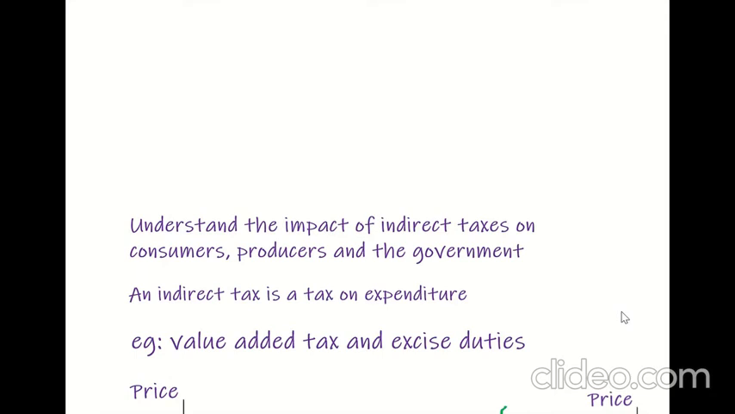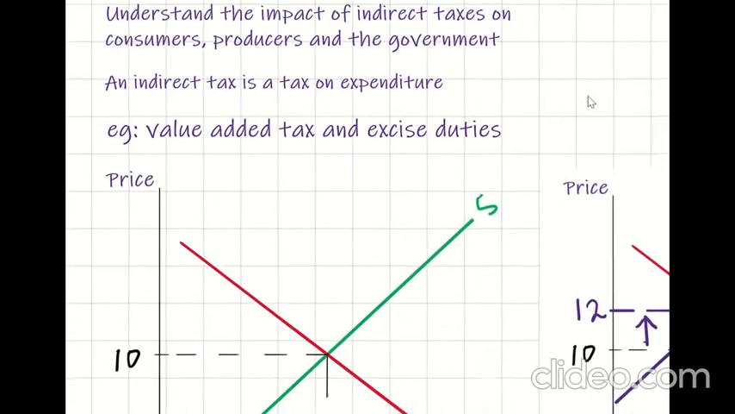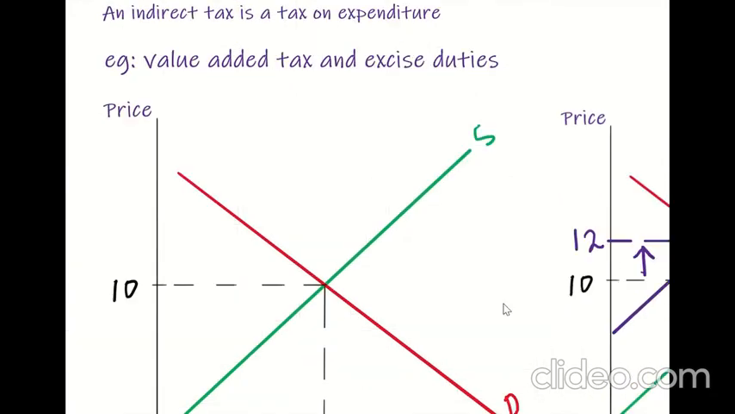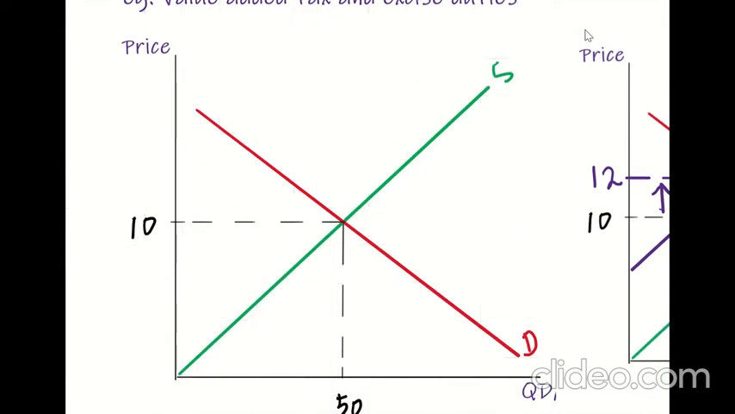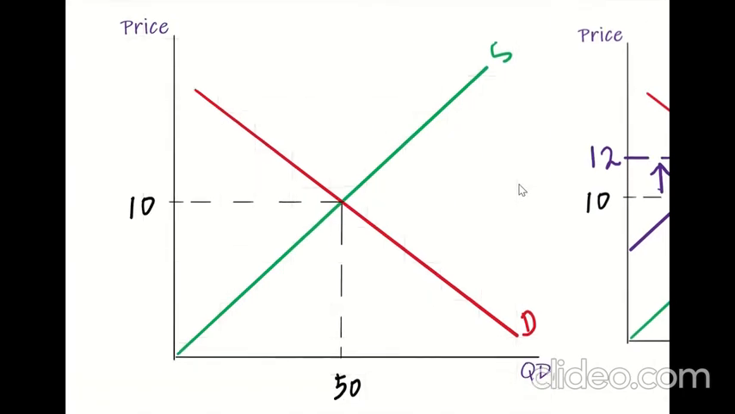The impact of these taxes would differ, but in today's lesson we're going to look into the ordinary impact that takes place in the demand and the supply curve. As you can observe in this diagram, there is a demand curve and a supply curve. Equilibrium price is at 10, whereas the equilibrium quantity is at 50.